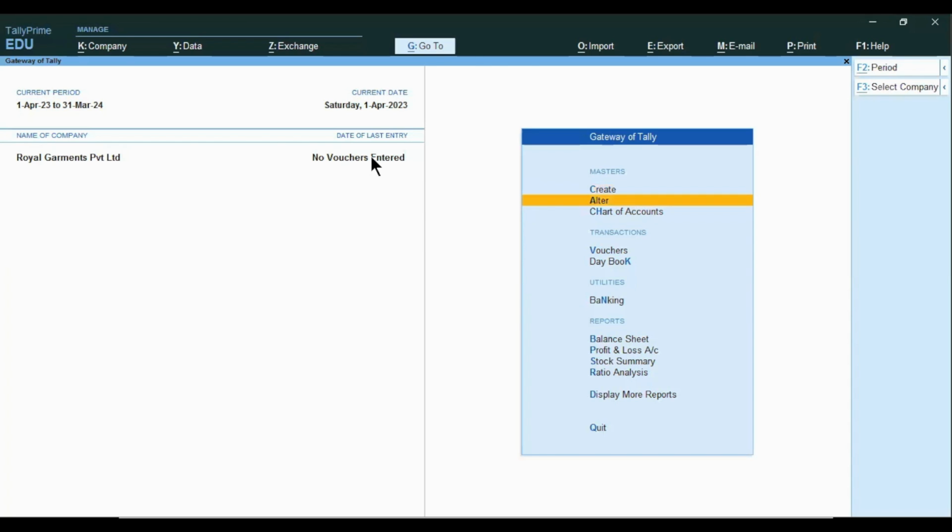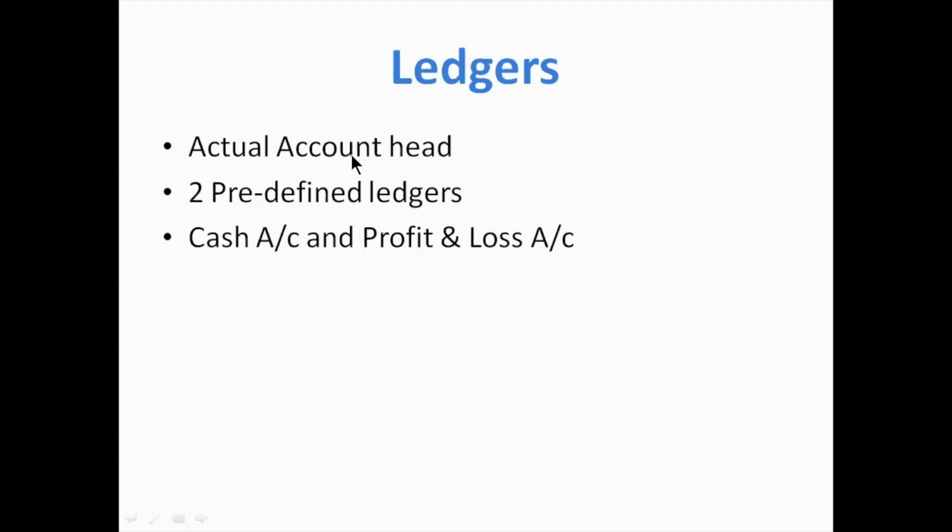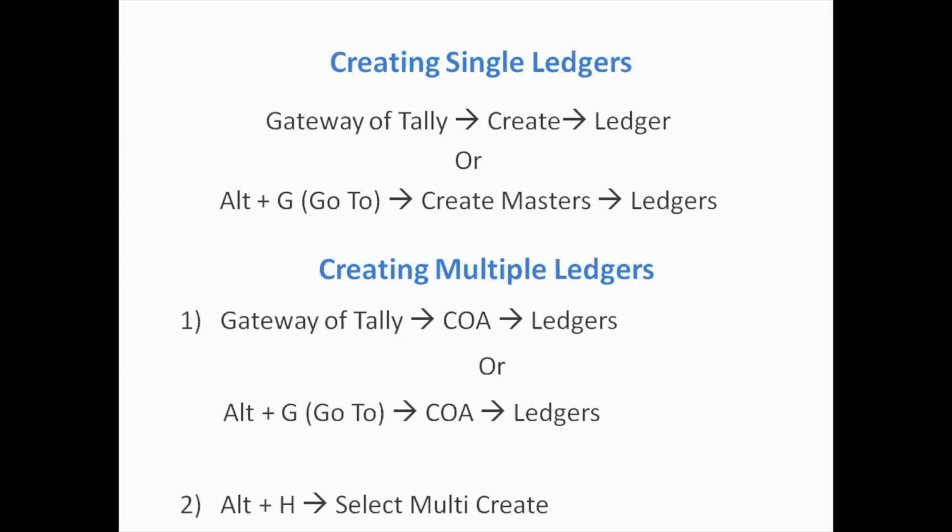So ledgers are the actual account heads. Tally provides two predefined ledgers, cash account and profit and loss account. Apart from this, we need to create all the ledgers. To create a ledger, we have the option whether you want to create a single ledger or multiple ledgers. First, we will create single ledgers one by one and then we will create multiple ledgers.